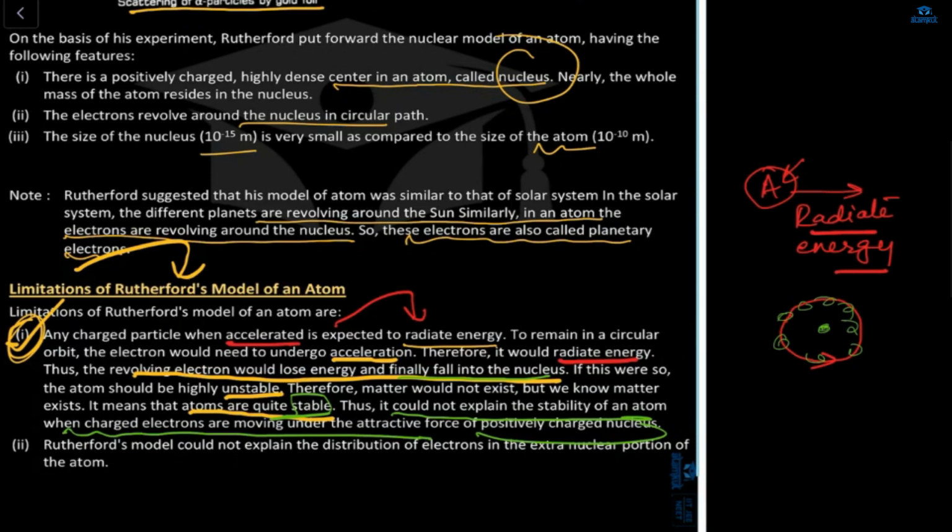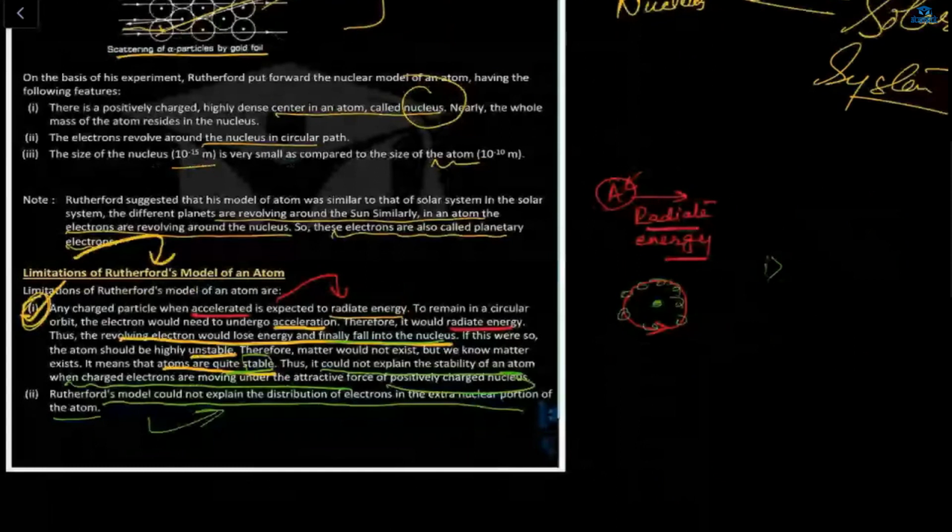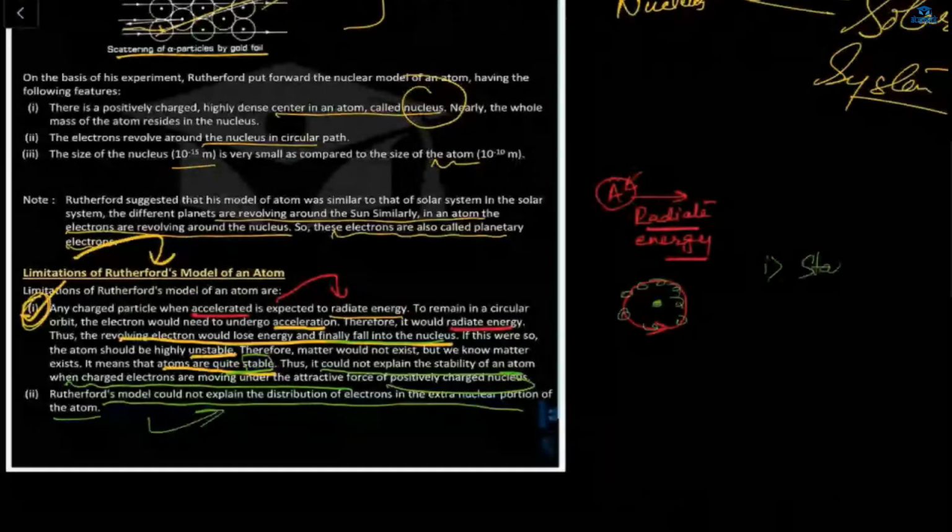And what is the next point? Rutherford's model could not explain the distribution of electrons in the extra nuclear portion of an atom. So one more limitation of Rutherford is that he is not able to explain the distribution of electrons. And what was the first one? That he could not explain the stability of an atom. Second, he could not explain the distribution of electrons. Okay? Razi, Advika, Arham? Yes, ma'am. Arham, simple now. First one is what? That he could not explain the stability; stability is the first limitation. What is the second limitation? The second limitation is that he could not explain the distribution.